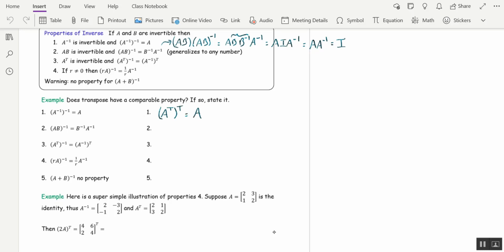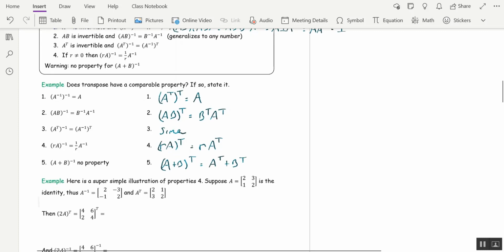Number 2, again, very similar. (AB) transpose was the product of the transposes in the opposite order, B transpose, A transpose. Number 3, well, I'm just going to write same because it already relates inverse to transpose. And number 4, the property there was (rA) transpose was simply r times A transpose. And then for property 5, whereas (A plus B) inverse has no property, there was one for (A plus B) transpose, and it was just A transpose plus B transpose.